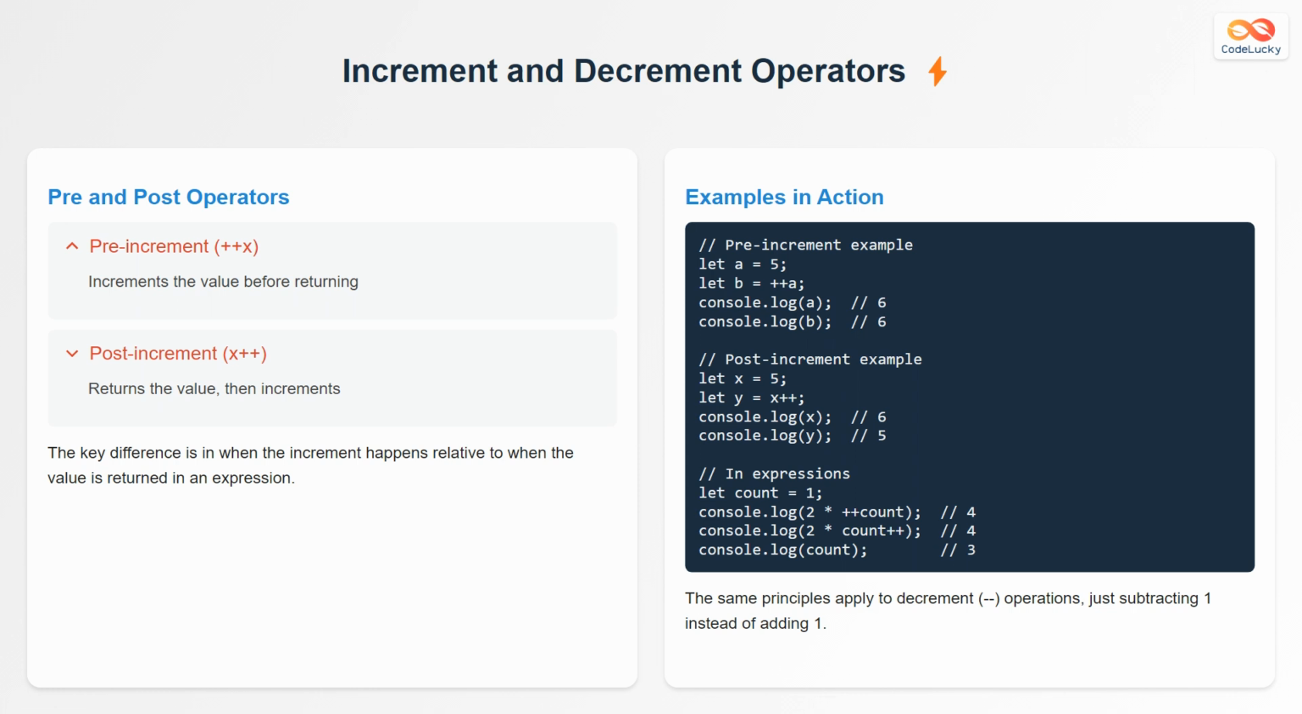When these operators are used in expressions, pre-increment and decrement modify the variable before its value is used, while post-increment and decrement modify the variable after the value is used. In the example, 2 times ++count gives you 4 because count is incremented to 2 first and then it is multiplied by 2. On the other hand, in 2 times count++ it gives you 4 because the current value of count, which is 2, is used first and then count is incremented to 3, which you can verify by the next line of the code.